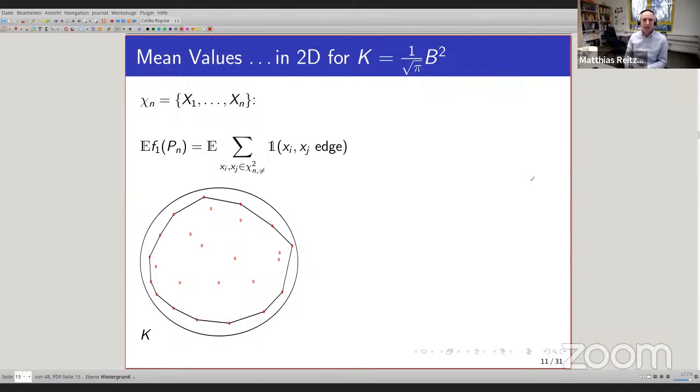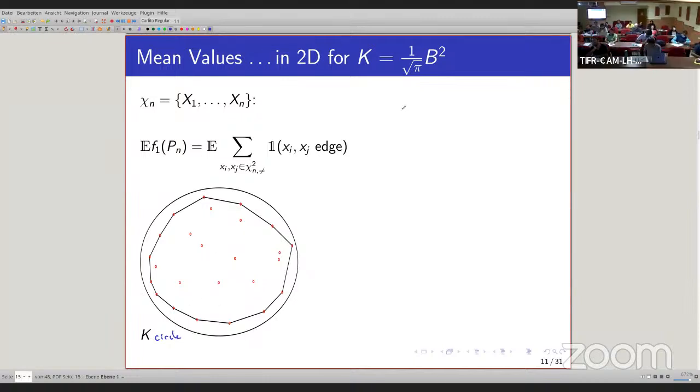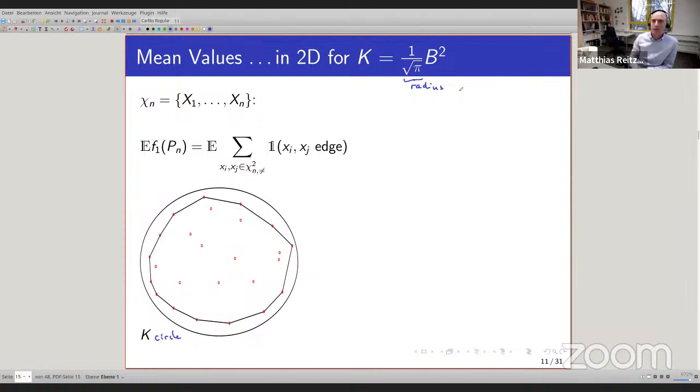Okay, let's start with a very simple thing. I have n random points, and my convex set K here is a ball. In dimension 2, a ball is a circle. And since I want the thing to be of volume 1, I take the radius to be 1 over the square root of pi. So this makes the area of K, of this circle, equal to 1.